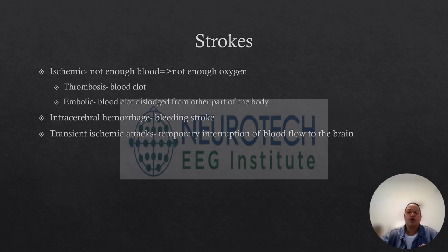Strokes. So we have two different types of strokes, and then we have the TIA. So the first, ischemic, is when there's not enough blood flow, and not enough blood flow translates to not enough oxygen to the cell. So these could be caused by two things, either a thrombus or an embolus.